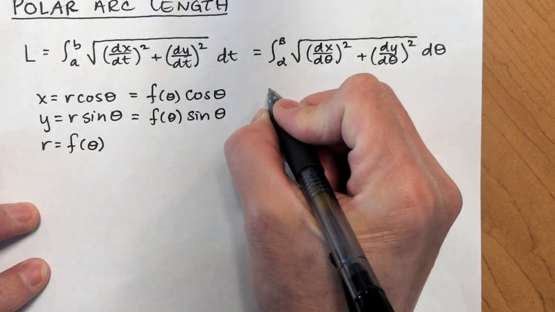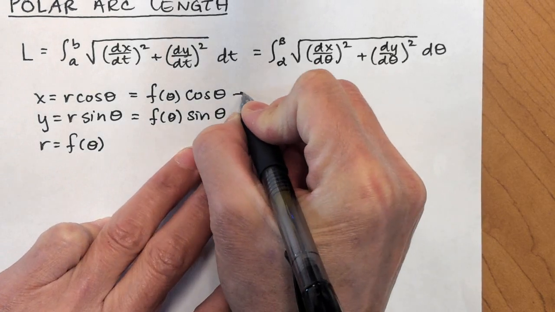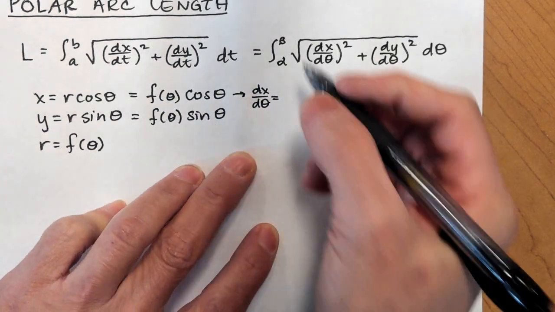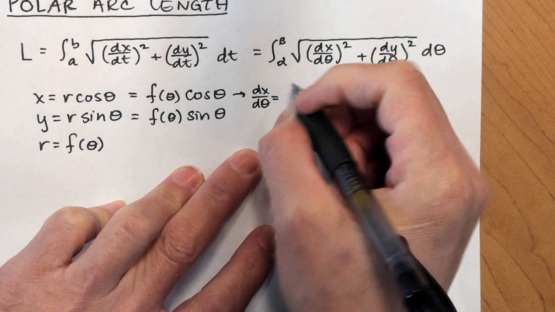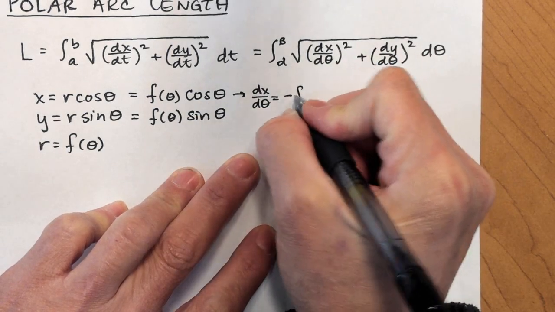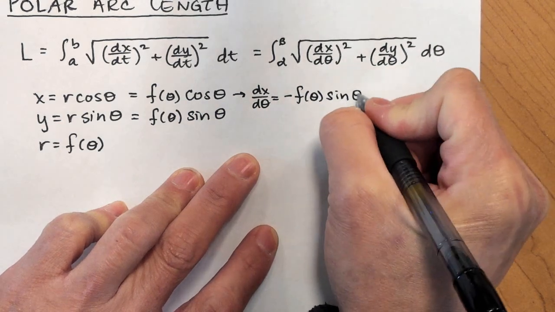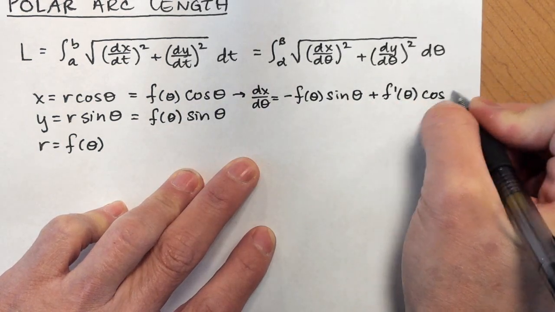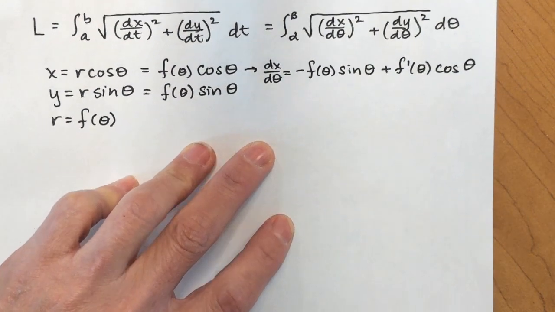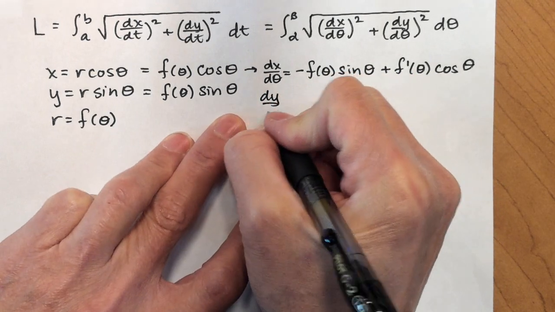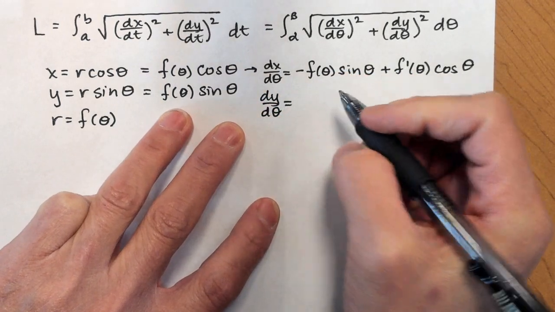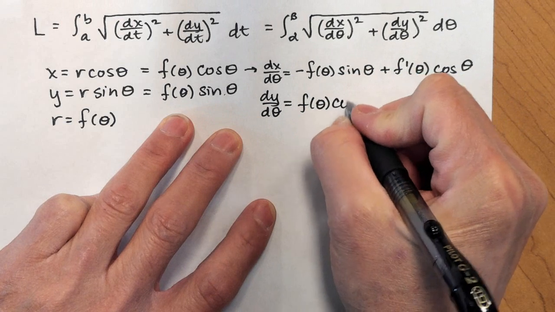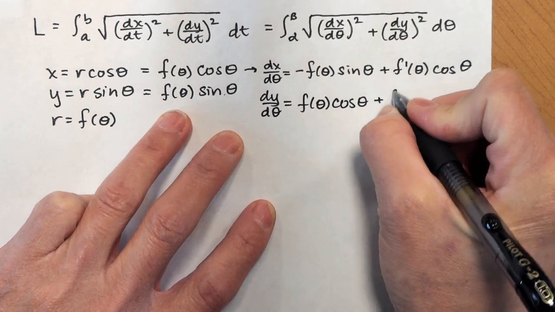So dx d theta, and now I have to use the product rule because I have a product of two functions here, is f of theta times negative sine theta. So that's negative f of theta sine theta plus f prime of theta cosine theta. Okay, and now I'm going to do the same thing for y. dy d theta is, again, the product rule is going to give me cosine theta, f of theta, plus f prime of theta sine theta.